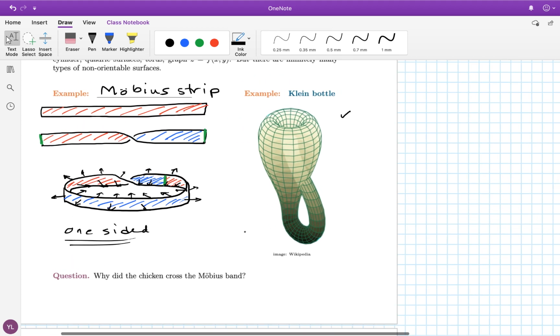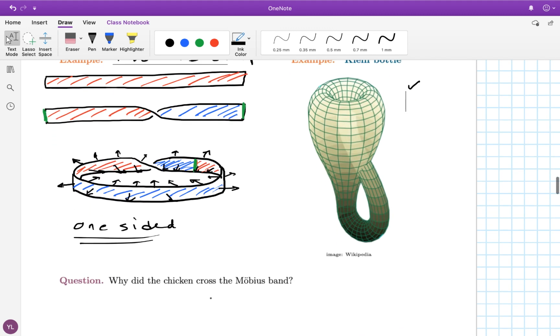Okay, you can thank Professor Jason Parsley for this question down here. I've been using his notes this semester, and I encountered this hilarious joke. Why did the chicken cross the Mobius band?